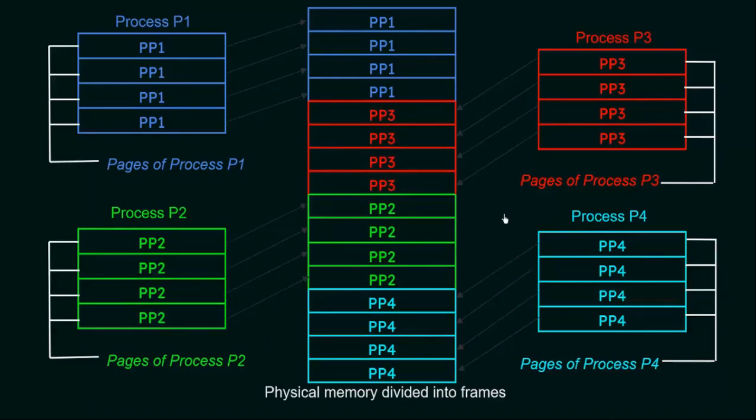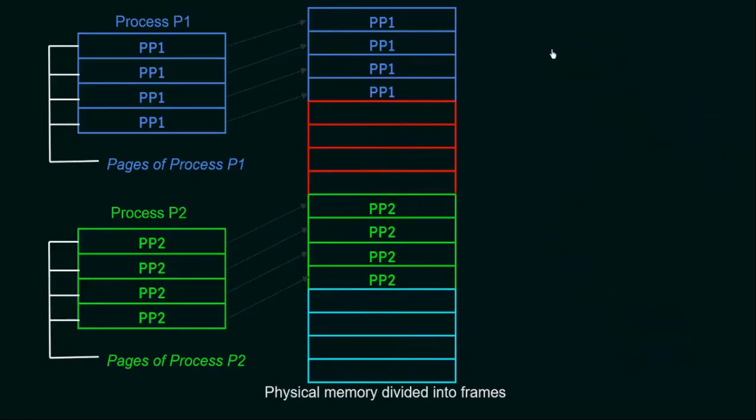Now let's say that at some point of time, process P3 and P4 have completed their execution, and hence they have vacated these frames in the physical memory. So we see that P3 and P4 are now gone, and we have these many frames that are left empty now. So here there is a chunk of memory that is left empty. Here also there is a chunk of memory that is left empty. And remember that they are divided into these frames of fixed size.